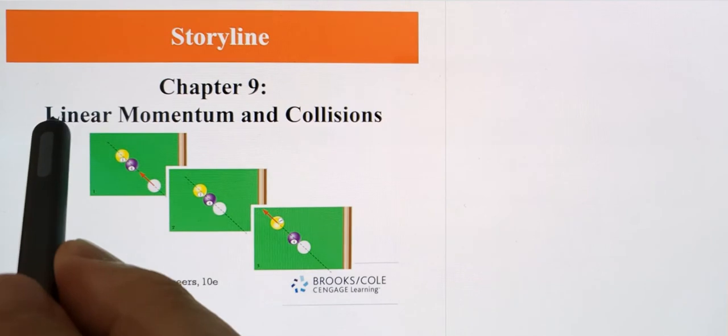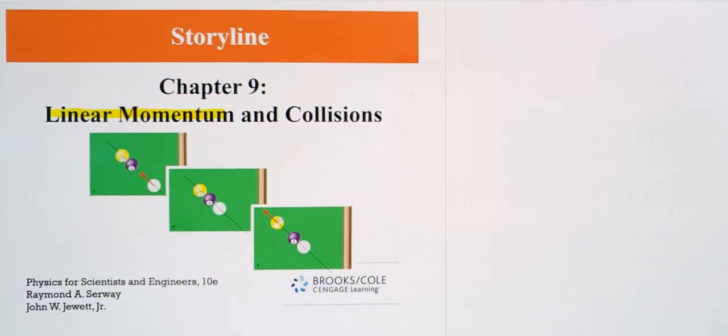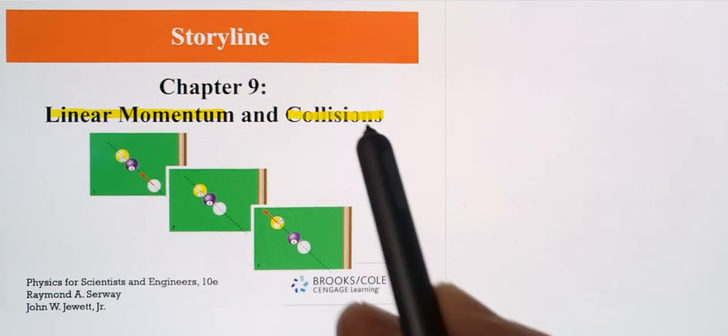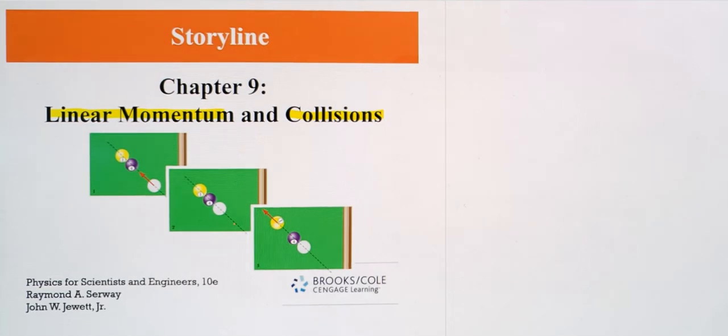Chapter 9: linear momentum. And when we say linear momentum, to distinguish it from angular momentum, because linear momentum is the momentum due to moving in a straight line. Collisions, it's the interaction of two objects or more interacting while moving in a straight line. So that's linear momentum and collisions.